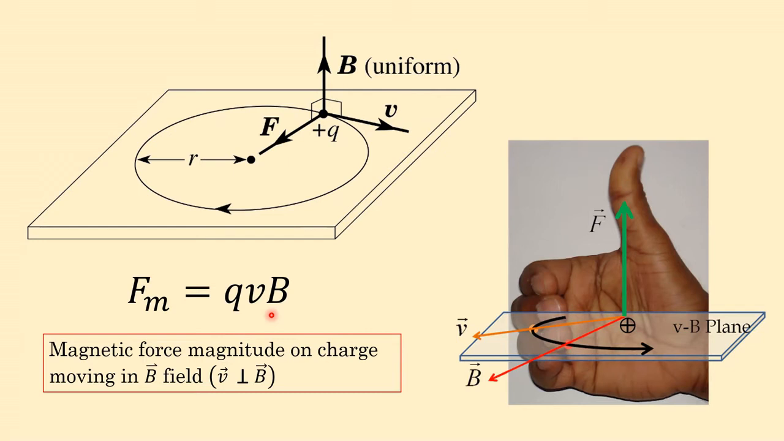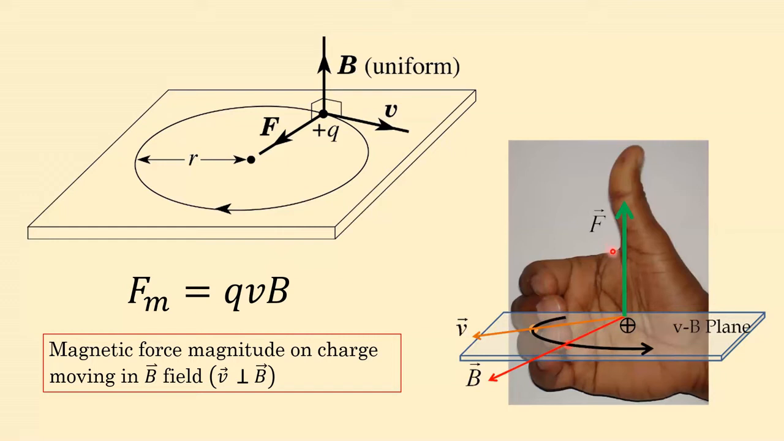QVB. Now, if the motion of the charge is not transverse, if it's moving parallel to the magnetic field or at an angle less than 90, then you have to throw in an extra factor equal to the sine of theta. But when they're perpendicular, it's really easy like this.